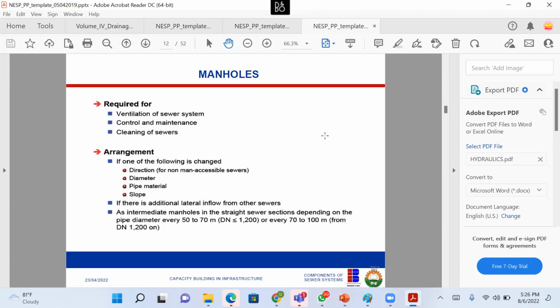So manholes are required for ventilation of the sewer system, for control and maintenance, and for cleaning of the sewer. Manholes should be arranged for accessibility. You should also introduce a manhole if there's a change in diameter, a change in pipe material, a change in slope, or a change in direction. These are the best places to introduce manholes.